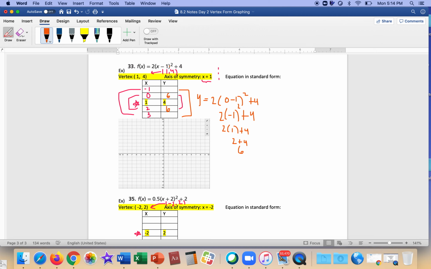Now I'm going to do this in my head. So if I plug in 3, 3 minus 1 is 2. And 2 squared is 4. Then we multiply by what's in front. 4 times 2 is 8. 8 plus 4 is 12.